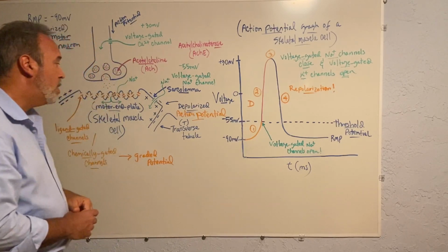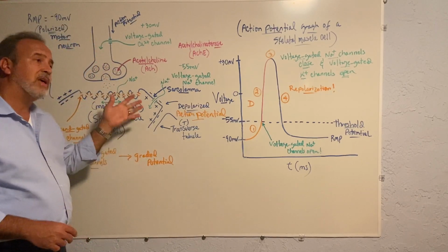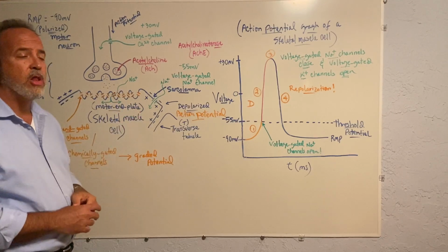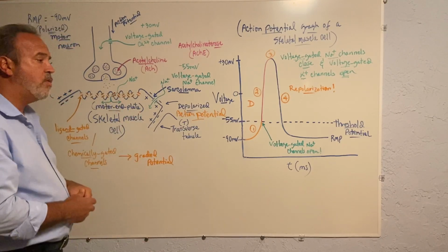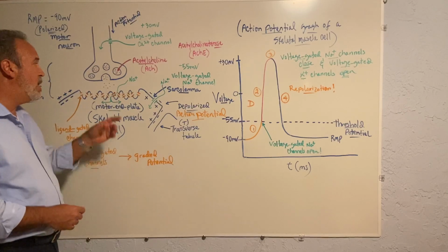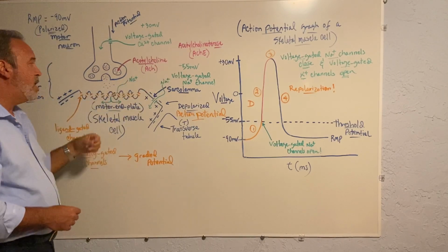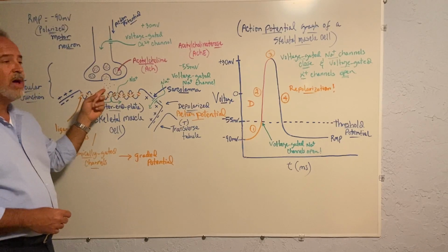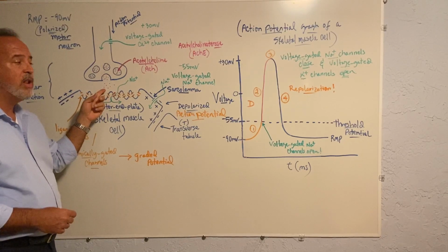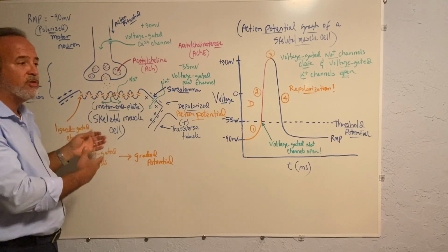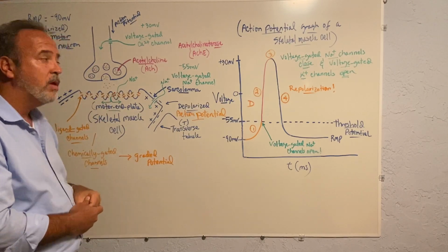There's another condition which is called nerve gas. It's used in biological warfare. Nerve gas binds to acetylcholinesterase, and therefore you have too much acetylcholine available for binding, and that leads to muscle spasm as well.